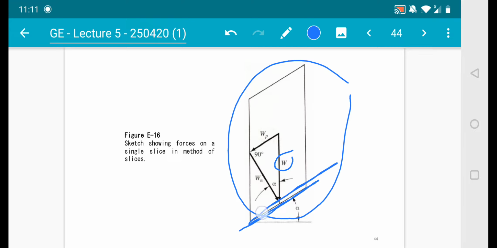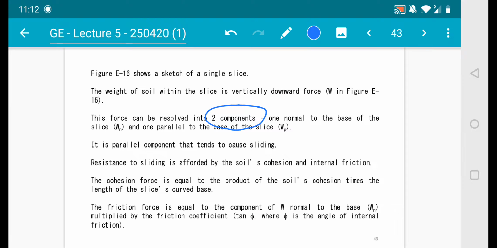Now the sentence mentions that one force is acting parallel. This is parallel, given by Wp, parallel to the base, and another one is given by Wn. Wn is normal to the base. So you start off with W and then resolve it to Wp, which is parallel to the base, and Wn, which is normal to the base. So this is how you look at a single slice analysis. Now you know that it's contributed by Wn and Wp.